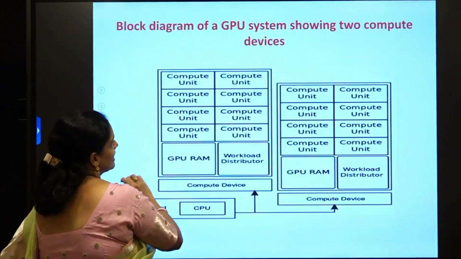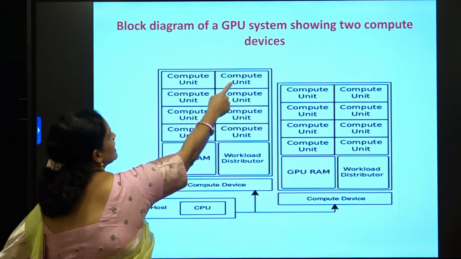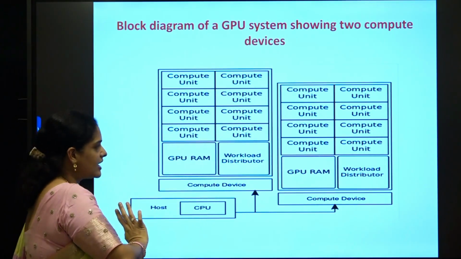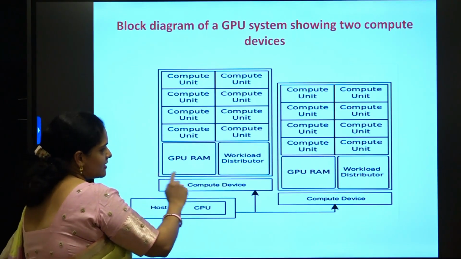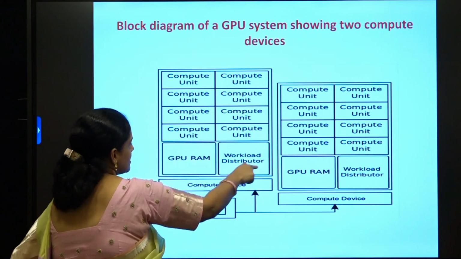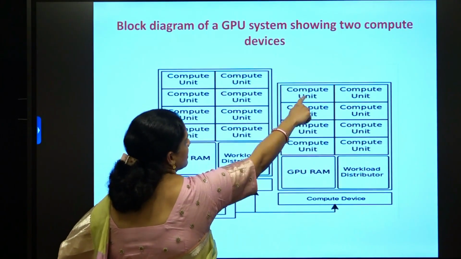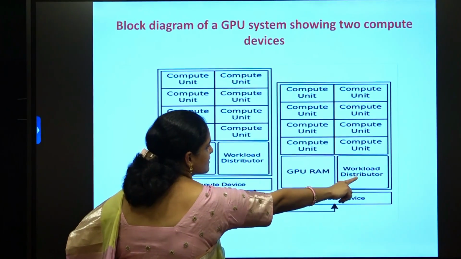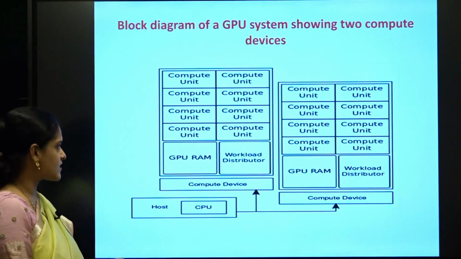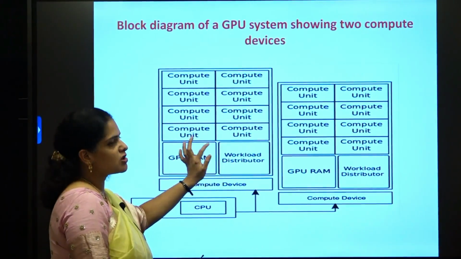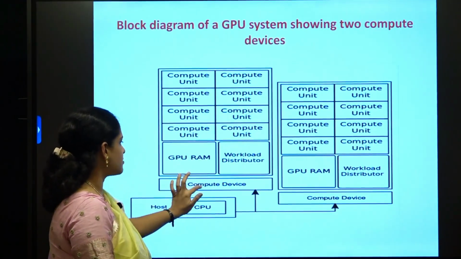Each multiprocessor internally contains multiple compute units or functional units, and it also has a GPU RAM and a workload distributor. And this is one compute unit. Here you have one more compute device which has multiple compute units, and this device has a workload distributor and the GPU RAM. Each compute unit is capable of executing one instruction, and the workload distributor of a GPU is responsible for distributing the work among multiple compute units of the particular compute device.